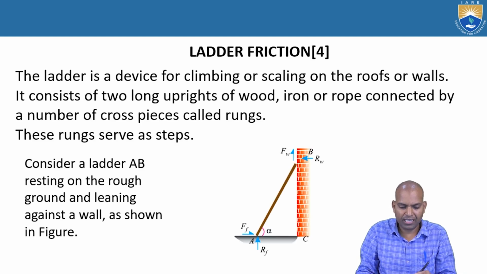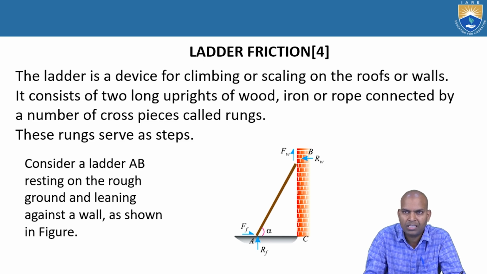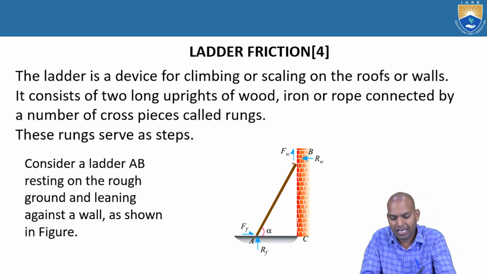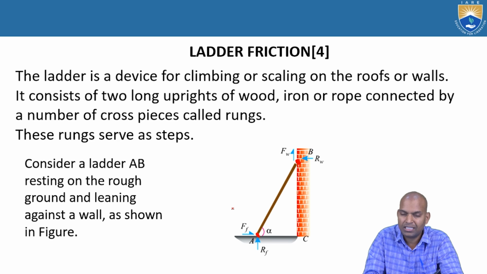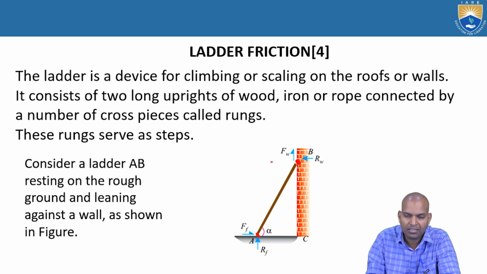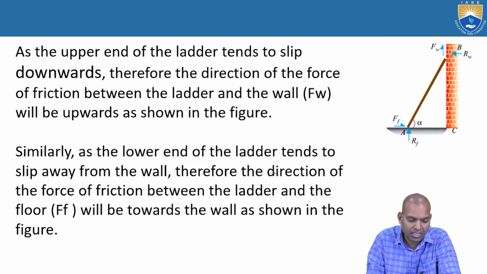What is the ladder here? A ladder is nothing but a device used for climbing or scaling up roofs or walls to fit electrical fixtures. Now here, one edge of the ladder is here, another edge is here, and there is contact. The top edge at point B is the contact between the ladder and the wall, and at point A, between the ladder and the floor. When there is contact, there are two things: the frictional force, and the normal reaction, with the coefficient of friction of the wall. This alpha is the angle of inclination.